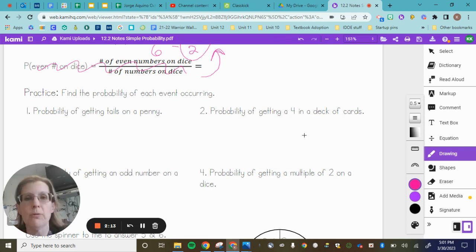The 2 says what's the probability of getting 4 in a deck of cards? There are 4 4s in a deck of cards. So the probability of getting a 4 is 4 out of, if you didn't know, there are 52 cards in a deck of cards. So there are 4 4s, a heart, a spade, a club, and a diamond out of all 52, and that will simplify to 1/13.